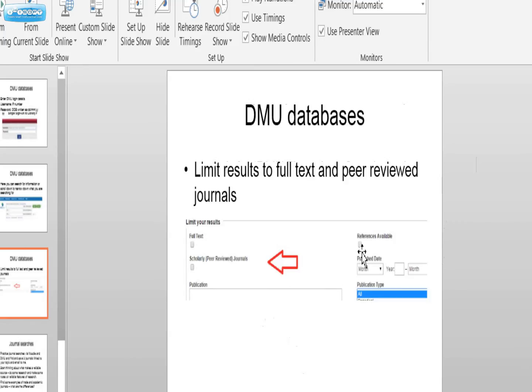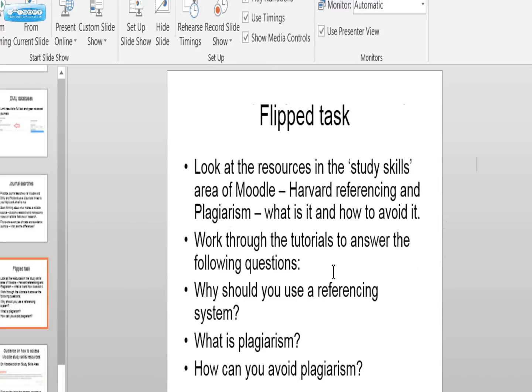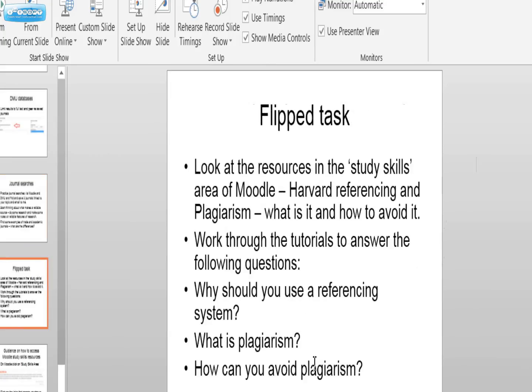You can also limit it to only find where references are available, or if you want some current journals, you can select the year that you want to find the information in, which will ensure you're not looking at old results. So just get familiar and start practicing with your journal searches, and remember to try and find some examples of the differences between trade and academic journals.